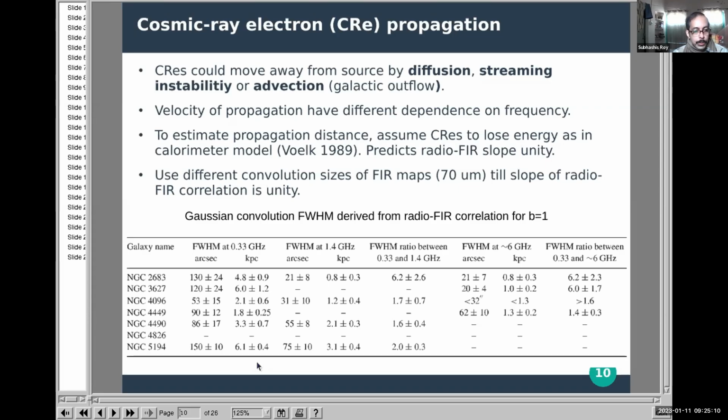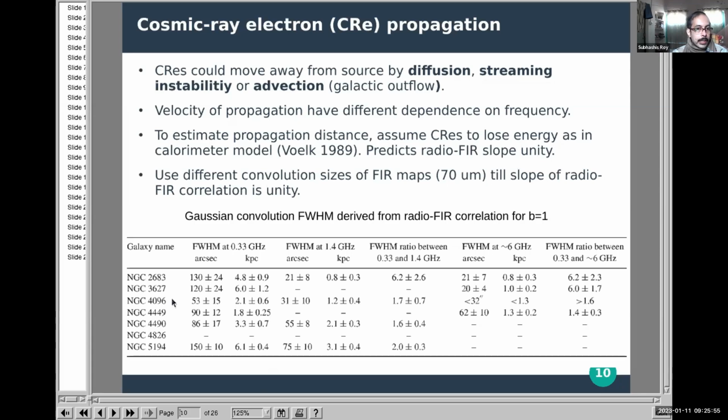So if you do that and consider two different frequencies, then at lower frequency divided by higher frequency, the propagation scale will be proportional to (nu1 divided by nu2) to the power 1/4 for diffusion, whereas it will be proportional to root over nu1 by nu2 for streaming instability, whereas for advection, it is really independent of frequency. So by studying the propagation scale at 2 or 3 different frequencies, we can, to a reasonable extent, indicate what best fits the observations.